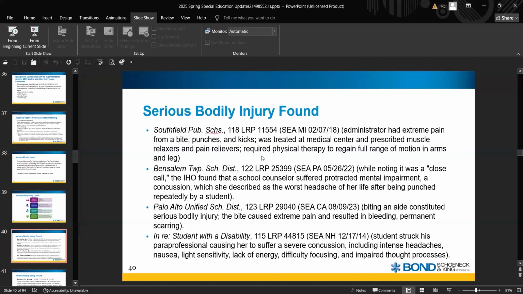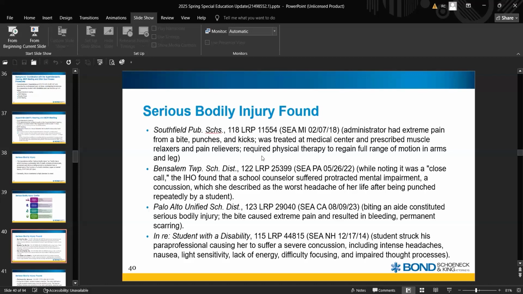Okay. So the third bullet, a bite constituted serious bodily injury. The bite caused extreme pain, resulted in bleeding, permanent scarring. This is a really gross case. You can read it. I'm not going to say it. But yes, a bite that opens the skin can qualify, right? That we know happens, unfortunately.